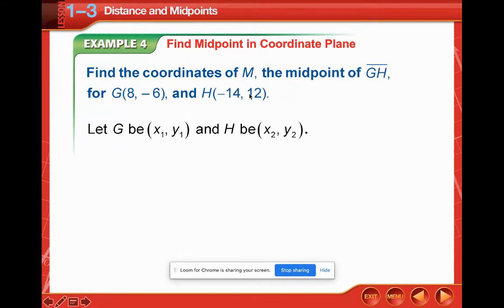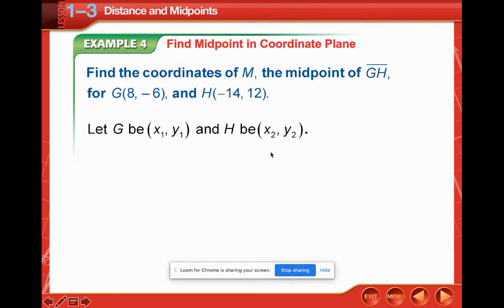Why? Because of the two endpoints. It's called segment GH, so G must be an endpoint, and H must be the other endpoint. M is the midpoint, so we're solving for M. G is x1, y1, H is x2, y2. So you label this: 8 is x1, -6 is y1, -14 is x2, 12 is y2.